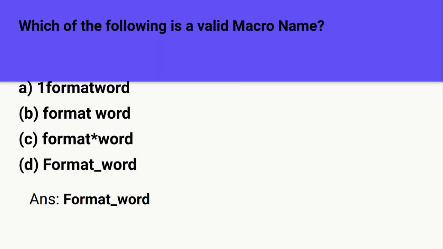In the first case it started with a number, so we cannot use that one. In option B there is a space, so we cannot use that one. In option C there is a multiplication symbol, which is a special character, so we cannot use that one. The last one has an underscore, but we can use the underscore. The only allowed special character is underscore, so we can use that one.